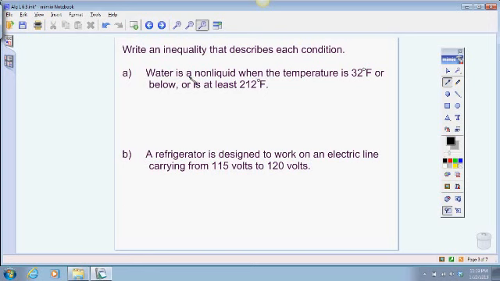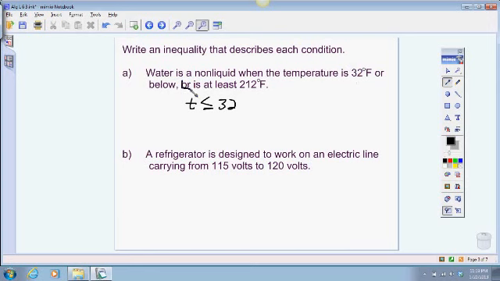Okay, you could sketch a graph of this. You could say, all right, let's take this in two parts. It's a non-liquid when the temperature is 32 degrees Fahrenheit or below. So I'll call it T. The temperature is 32 degrees or below. Well, I'm saying our temperature has to be equal to 32 degrees or below it. So our temperature is going to be less than or equal to 32. That's what that means here. It's either going to be 32 degrees or below.